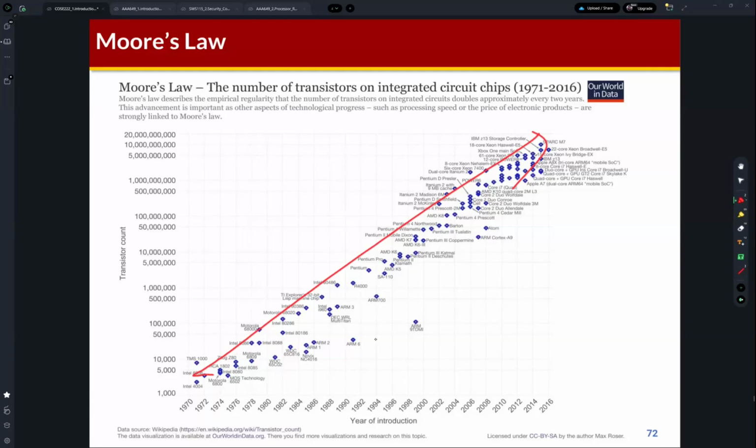So this is the target. This is the goal of the CPU vendors. So we can make the CPU based on Moore's law, so they have developed their CPU. Okay? So transistor count increases exponentially. Okay?